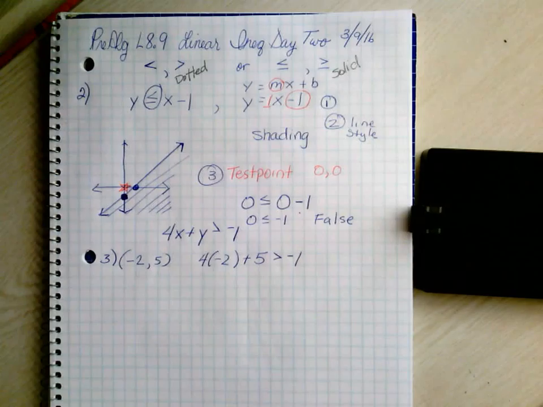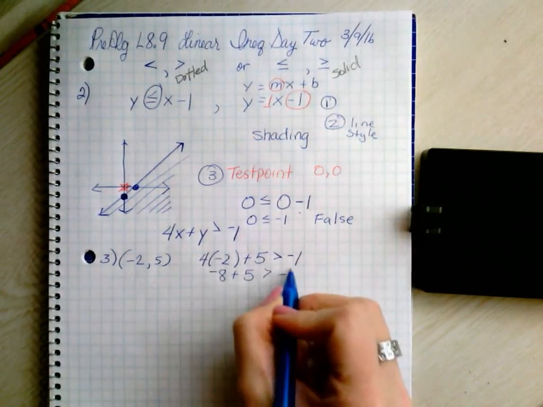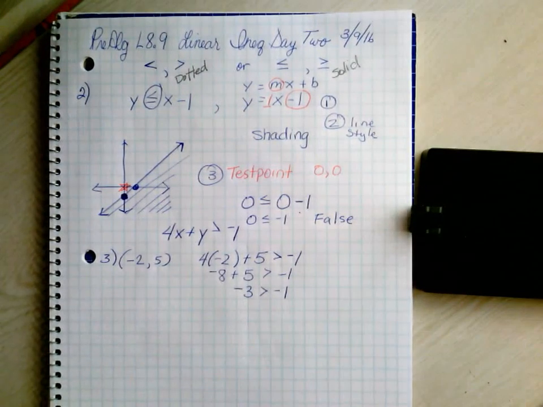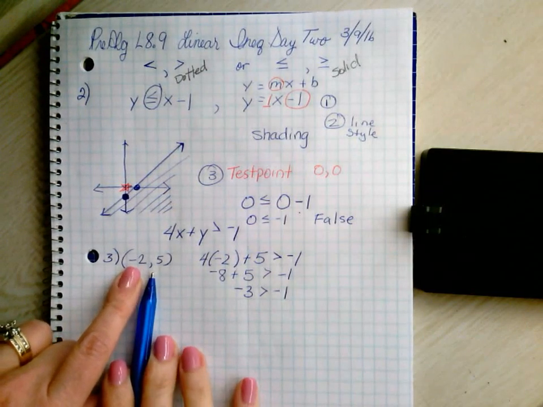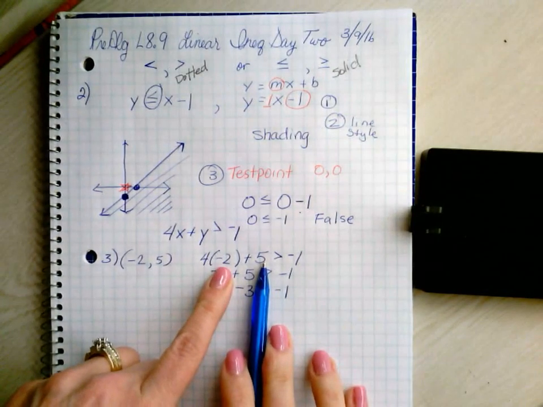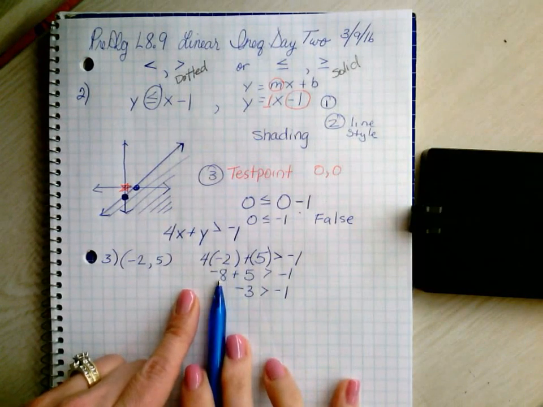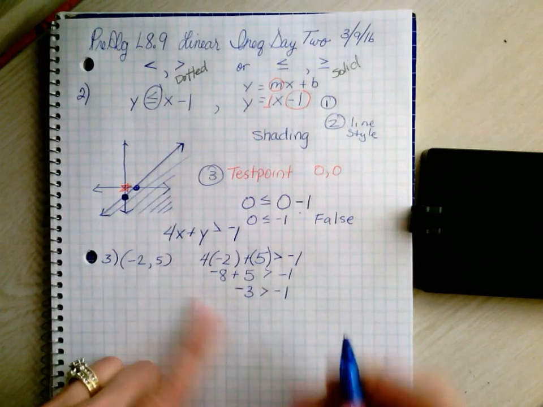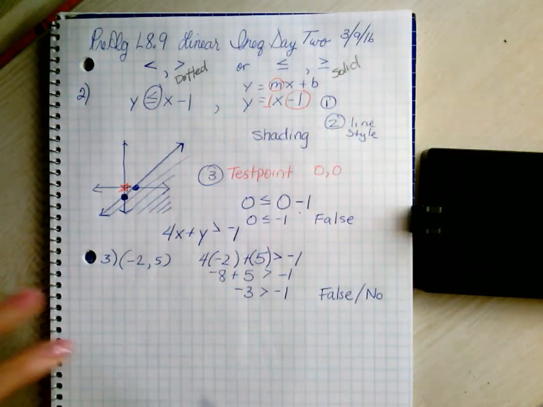Okay? Negative 8 added to 5 is greater than negative 1. Negative 3 is greater than negative 1. True or false? False. Does everybody see how I plug these in? Jada, are you with me so far? Rach, I know you guys are. Here's the points. Plug them in here and here. Solve 4 times negative 2. There's your y value. I combined and determined that no, it is not a solution.